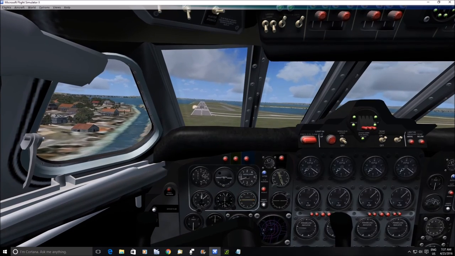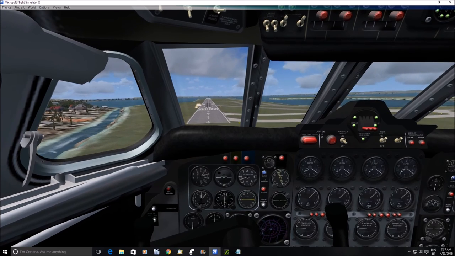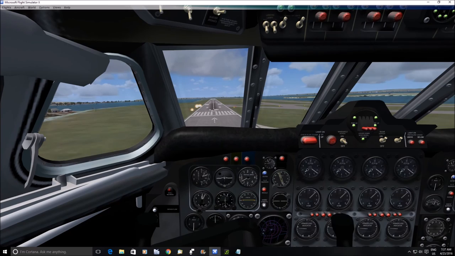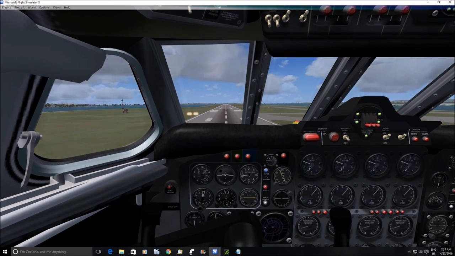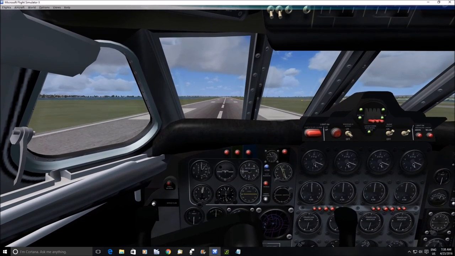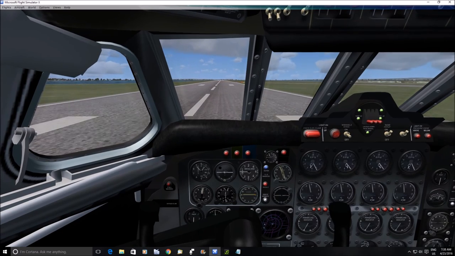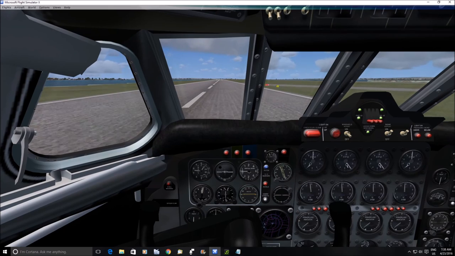Okay, kick a tiny bit of left rudder. Ooh. We have arrived. And it's weather vaning to the right, as you would expect.